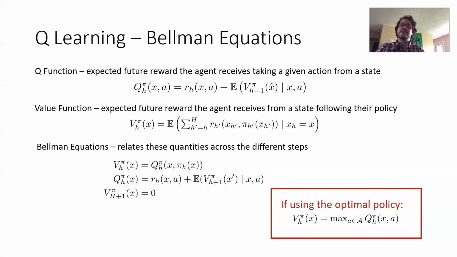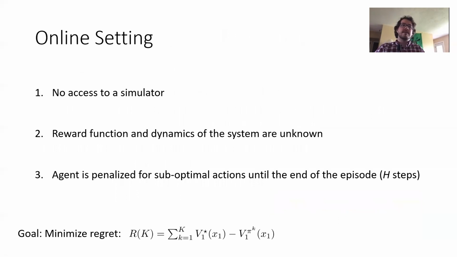But in online settings, we're not able to solve these equations exactly because we have a lot of different problems that we experience when we're interacting with the environment in an online fashion. And so in an online setting, we don't have access to a simulator. The reward function and the dynamics of the system are unknown, and the agent is going to be penalized for suboptimal actions that they take until the end of the episodes, which takes 8 steps.